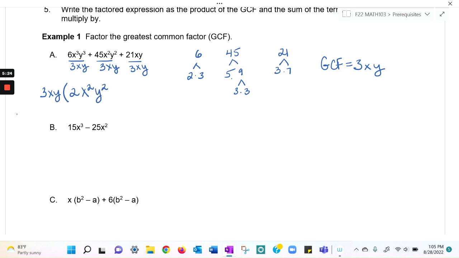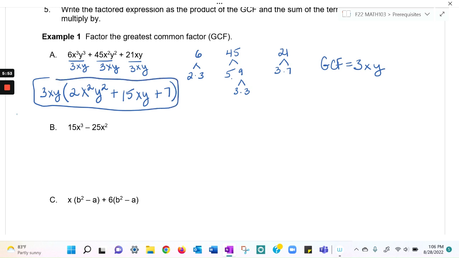And then same kind of thing for our next term, 45 divided by 3 would be 15. You might use a calculator if you're not sure. And it looks like we'll get an xy. And finally, plus 21 divided by 3 is 7, and the x and y both just cancel. So this is our answer. And you can check it by distributing that 3xy back to the three terms in the parentheses to make sure that you get what you started with.